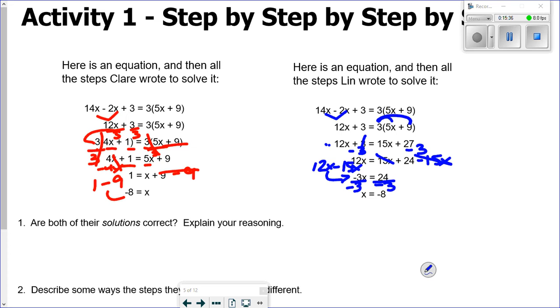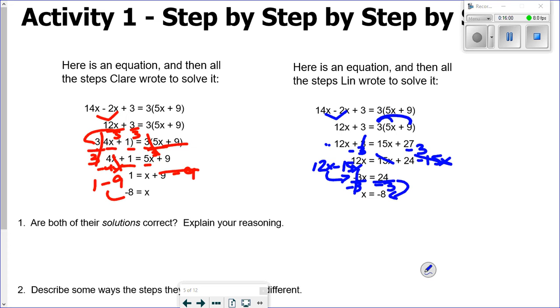And when dividing our negative 3 by negative 3, that makes 1 whole x, or just x. And then on the right, 24 divided by negative 3 does in fact equal negative 8. So Lynn also got a solution of negative 8. So both of their work checks out. They did the math properly, but they took two different approaches.